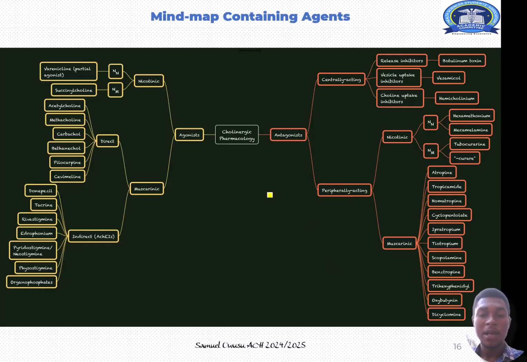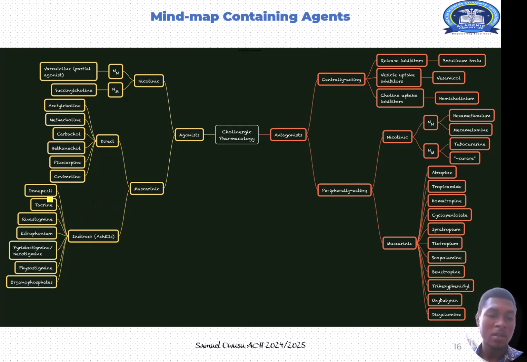So this is a mind map to help you remember some of the agents. So cholinergic pharmacology, in summary, we have agonists. The agonist can act on the nicotinic receptor and the muscarinic receptor. For the nicotinic receptor, we are looking at succinylcholine acting on NM, and then the direct ones are of the muscarinic. We have acetylcholine, methacholine, carbachol, bethanechol for what, paralytic ileus, and then what, bladder retention. We have pilocarpine used in glaucoma. We have cevimeline, and then the indirect ones are the ones that block acetylcholinesterase.